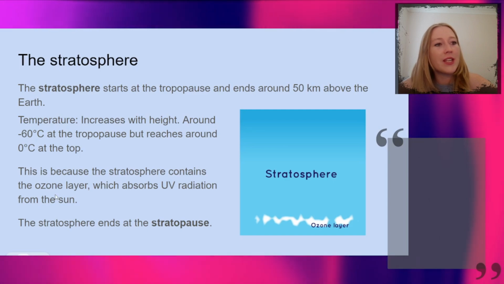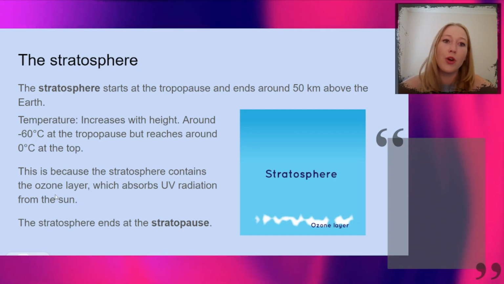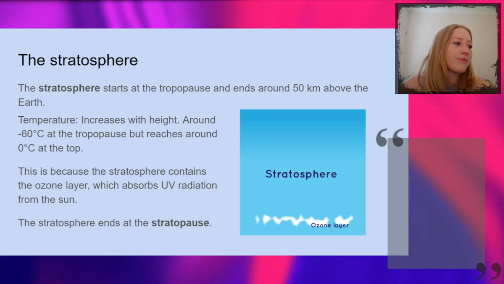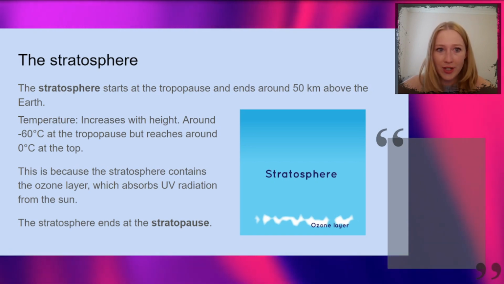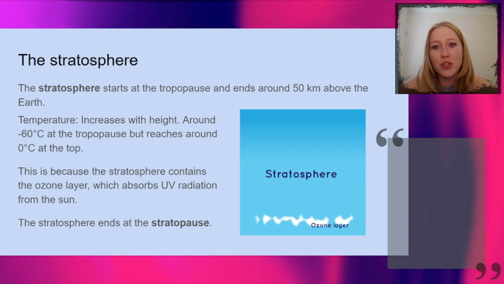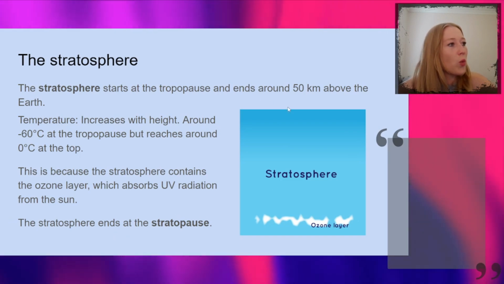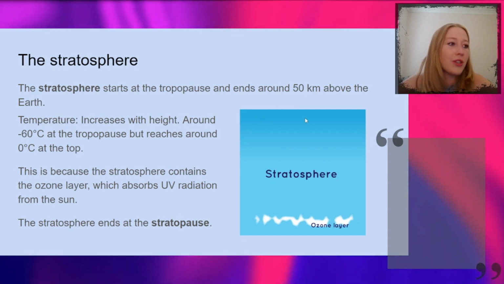Okay, and this contains the ozone layer. So the ozone layer absorbs a lot of the UV radiation, or the gases in the stratosphere absorb the UV radiation and it creates this ozone layer. And where it ends, it's called the stratopause.